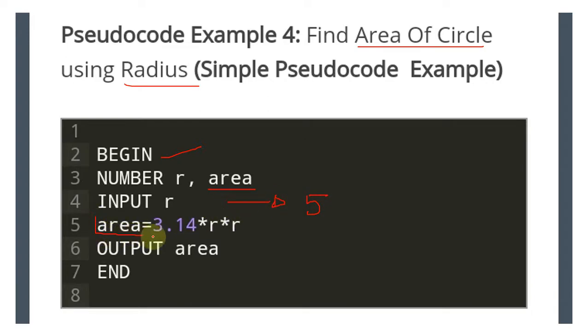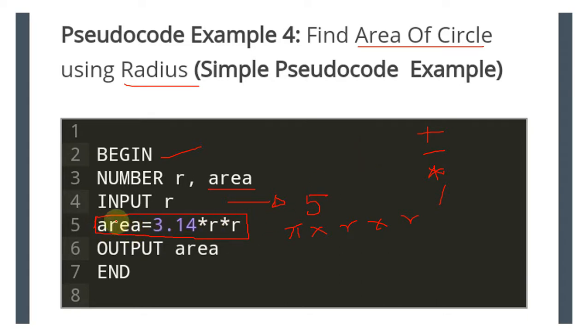Then we are going to find the area of the circle using the formula: 3.142 or 3.14 is nothing but the pi value, pi into R into R. For multiplication we use the asterisk symbol, not x, because x is a character. Addition uses plus, subtraction uses minus, multiplication uses the asterisk symbol, and for division it is the forward slash. So these are the four operators used for basic arithmetic operations.